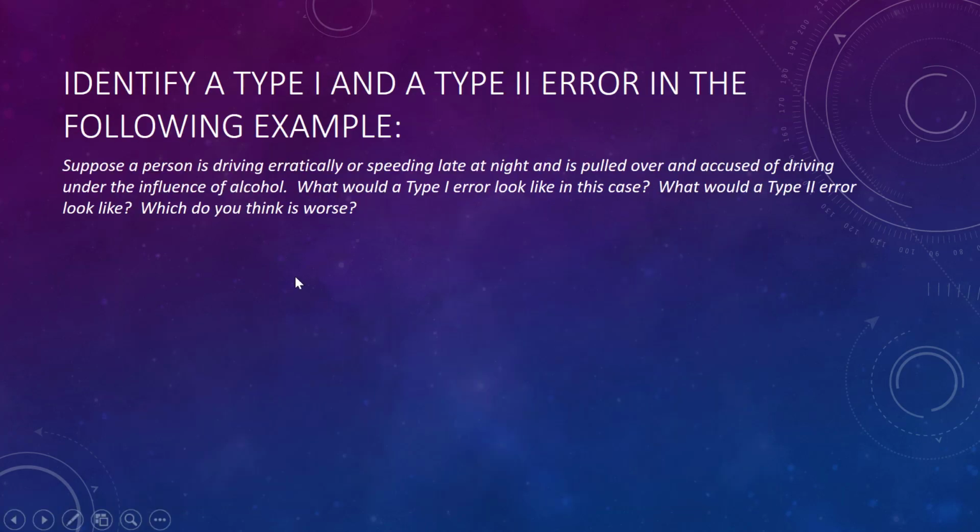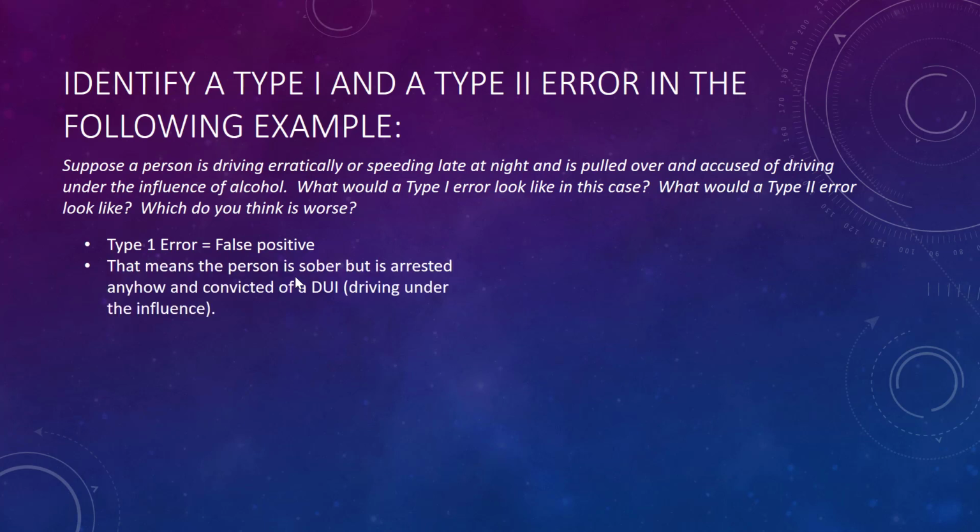Let's practice identifying type 1 and type 2 errors in the following example. Suppose a person is driving erratically or speeding late at night and is pulled over and accused of driving under the influence of alcohol. What would a type 1 error look like in this case? What would a type 2 error look like, and which one do you think is worse? Pause this video, write down your answers based on the previous slide, and then unpause the video to see if you are correct. So remember, a type 1 error is a false positive.